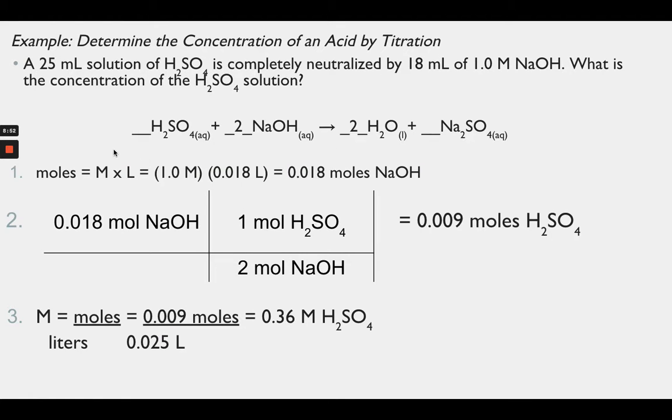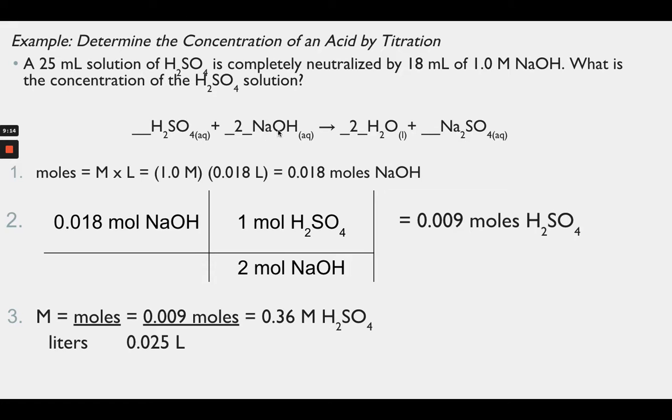All right, so let's go through the steps. First of all, here's our known. The moles equals the molarity times liters. For the known, for the sodium hydroxide, we have 1 molar, and we have to convert 18 milliliters into liters. So that's going to be 0.018 liters. This together will give us 0.018 moles of sodium hydroxide.